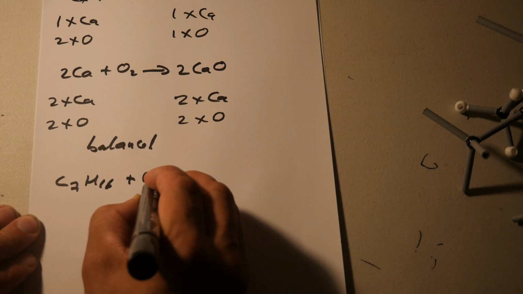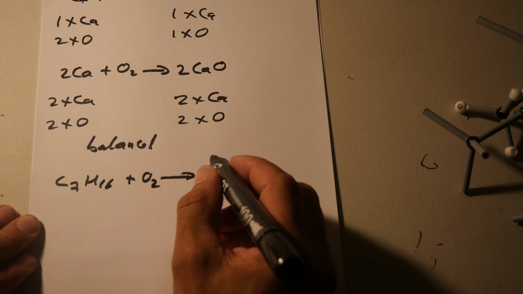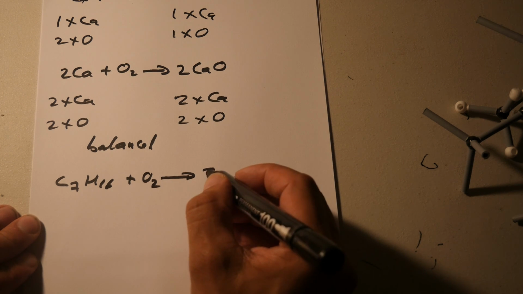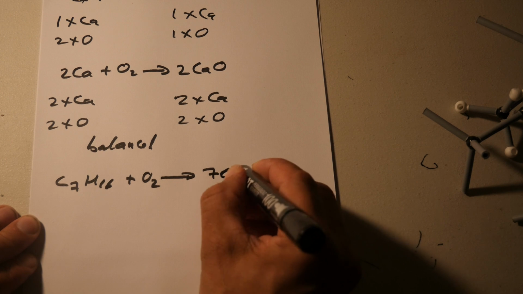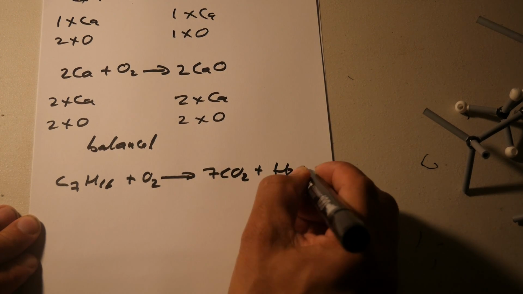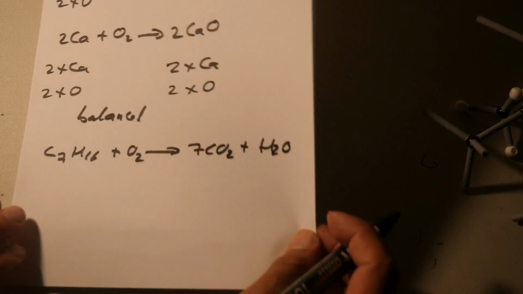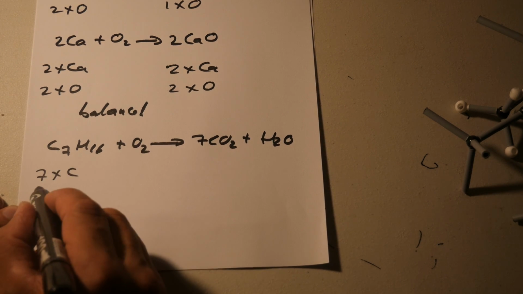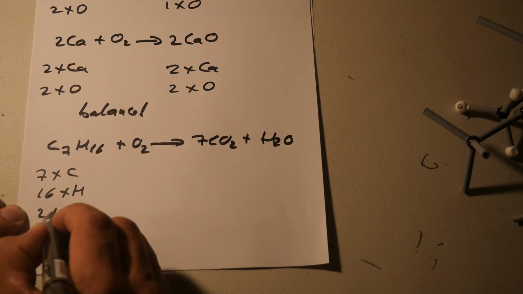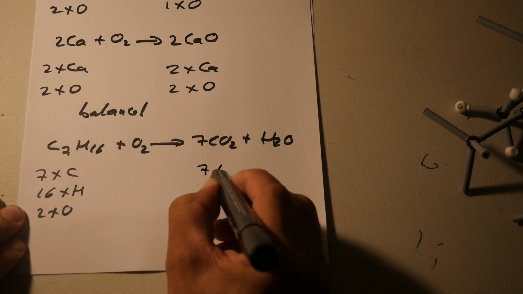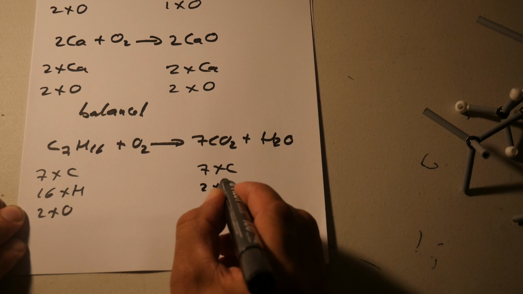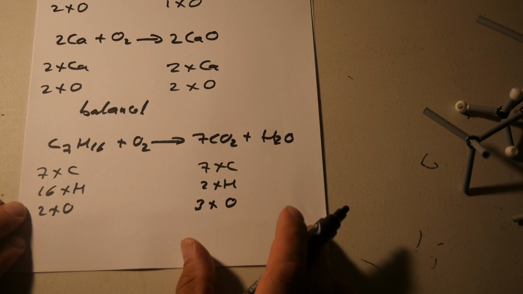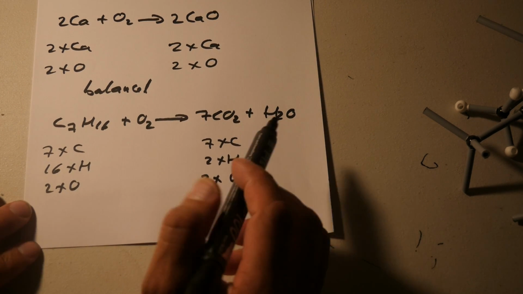C7H16 plus O2 becomes 7CO2 plus H2O, okay? So there's 7 times carbon, 16 times hydrogen, 2 times oxygen, okay? 7 times carbon, 2 times hydrogen, 3 times oxygen, okay? Right? So what do you do to balance this thing?